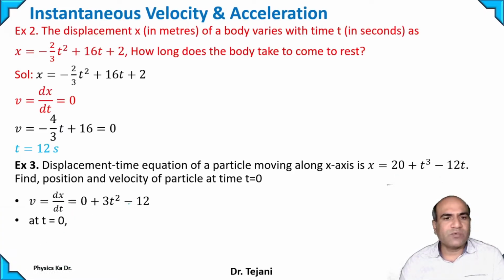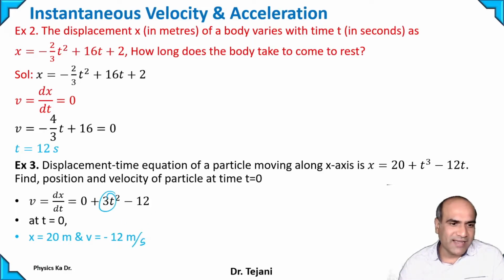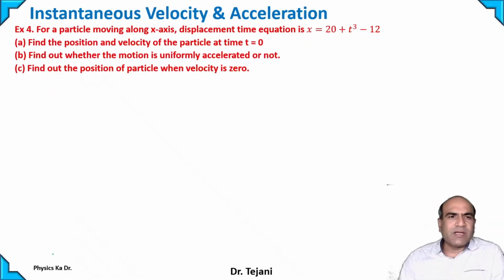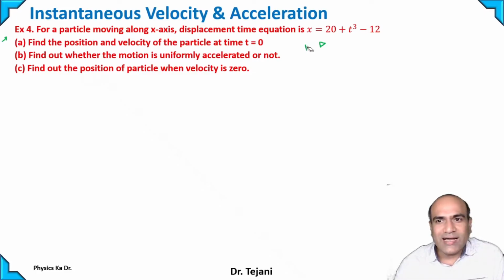Put t is equal to 0. So velocity here becomes 0 minus 12, velocity is equal to minus 12. Is it meter? Meter per second. It should be meter per second. How can you make this mistake? So this is example number 4. You should pause the video. Do not play until you get your answer.